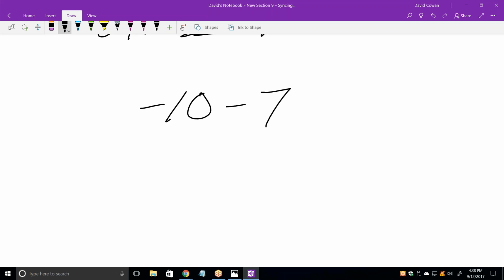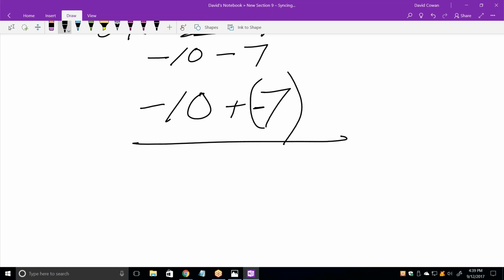Okay? What I tell every student I have is treat all subtraction problems, if they are confusing at all, as addition problems. And what you do is you change the subtraction sign to an addition, and then you change the sign on what was being subtracted. In other words, this problem is the same as this problem. Only nobody misses this. What's -10 plus -7?